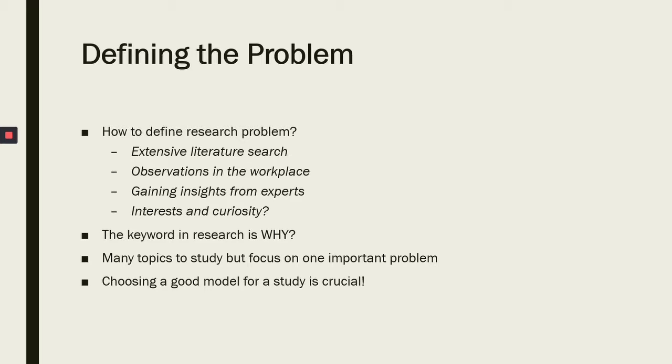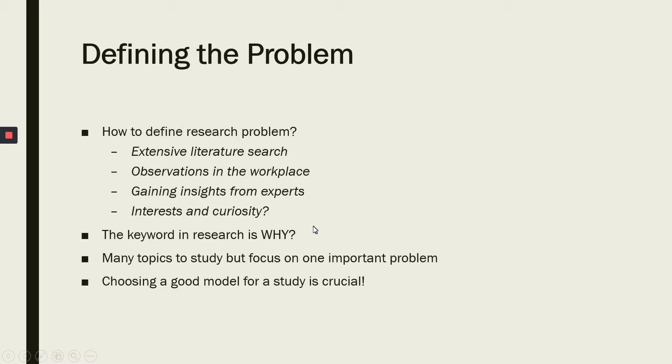So in research methods classes, we were taught that there are certain techniques for defining the research problem, such as, but not limited to, the following. We have extensive literature search, observations in the workplace, gaining insights from the experts, and among others. And maybe interest and curiosity can drive you to look for an interesting topic or problem. But the key word that pervades all methodologies for searching the research problem is the question, why? So we are curious enough, we want to answer this question, why?